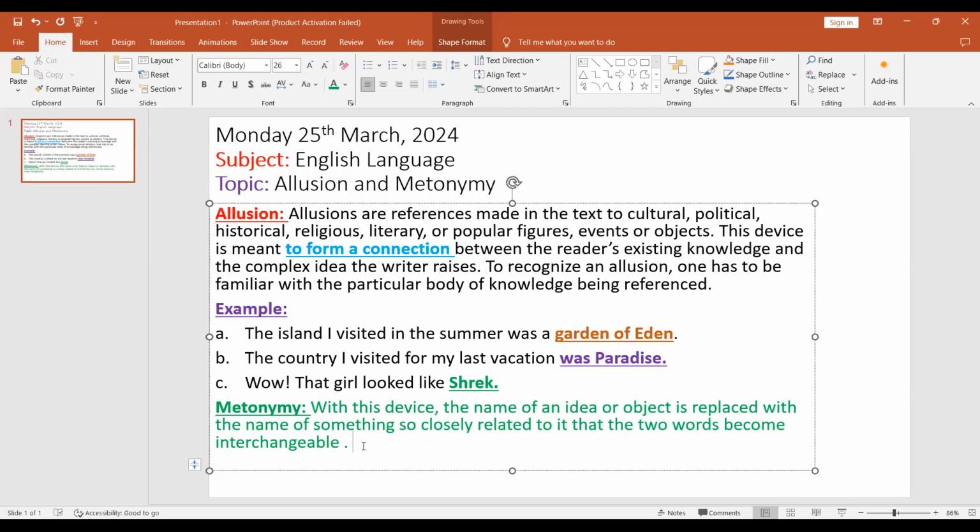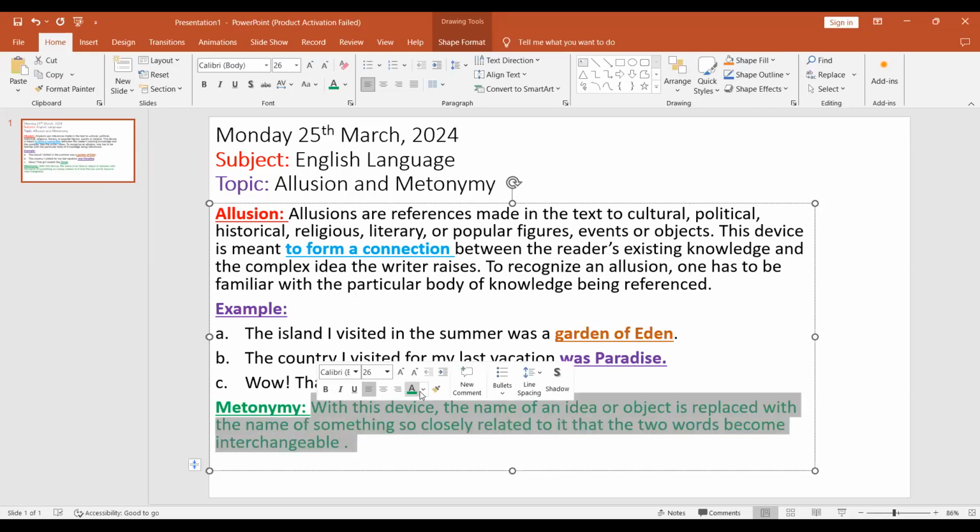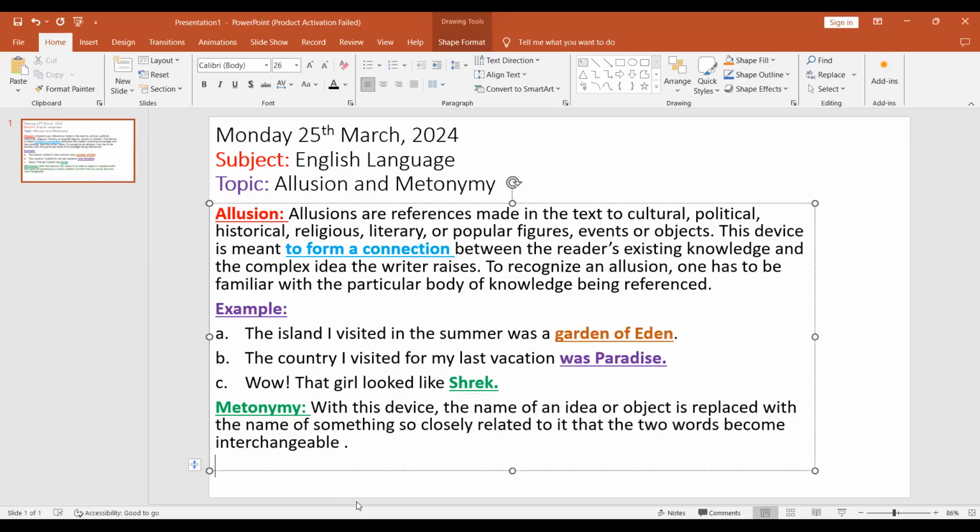Now this is different from metaphor. Please don't get metonymy mixed up with metaphor. They're different. Let me continue. So how are metonymy and metaphor different?